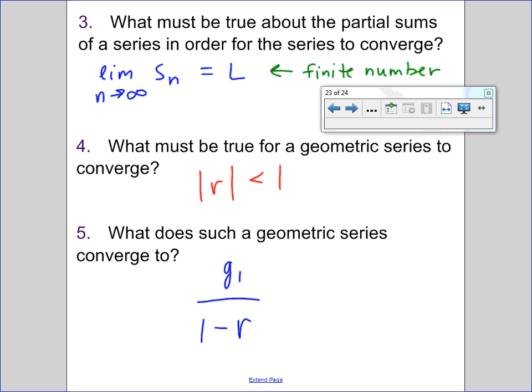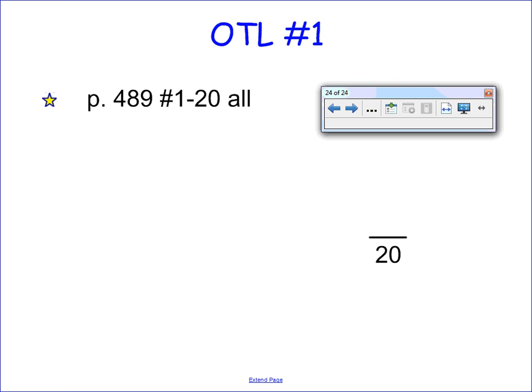Great work today, and we did it with 40 seconds left. So, nice job. Thank you.